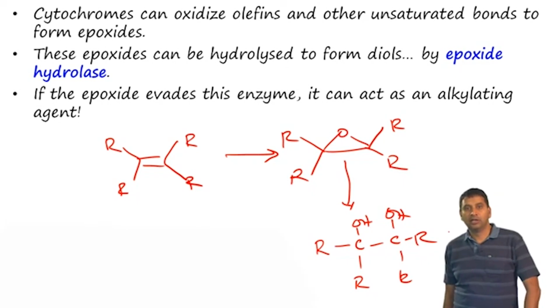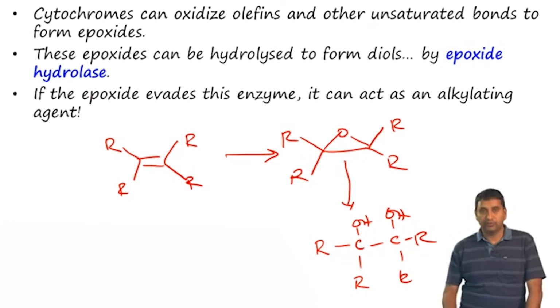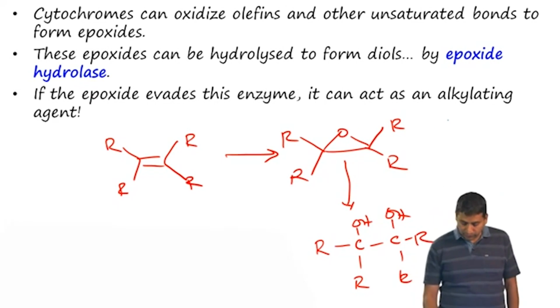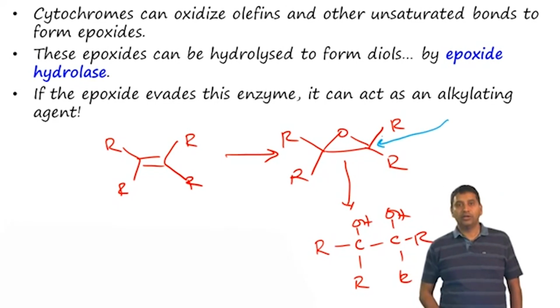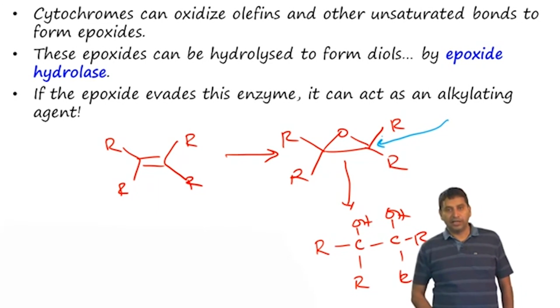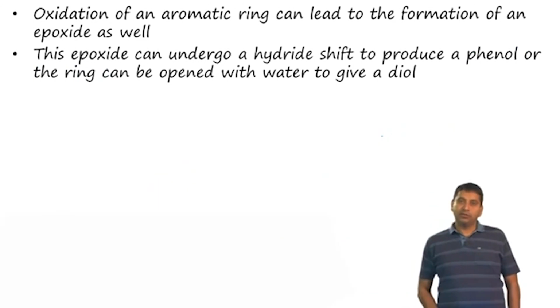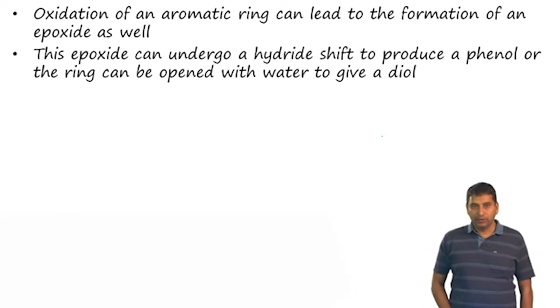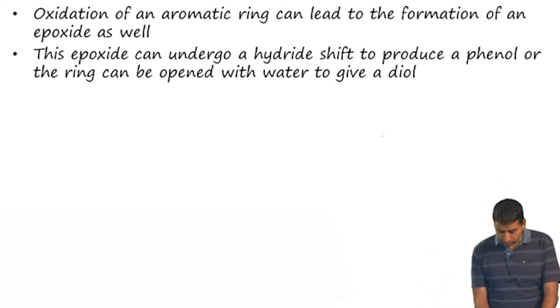Okay. So, this is not indicative of stereochemistry here, but this is the product that is formed, which is a diol. But if the epoxide evades this enzyme, right. So, that means if the reaction does not happen quickly enough, then this center is a very good center for attack by a nucleophile. So, what can happen is that this ends up as an alkylating agent. Oxidation of aromatic rings can also happen, and so you have a couple of possibilities here.